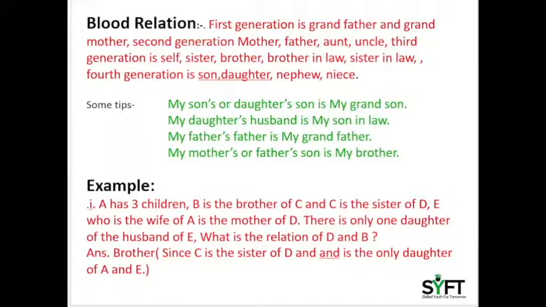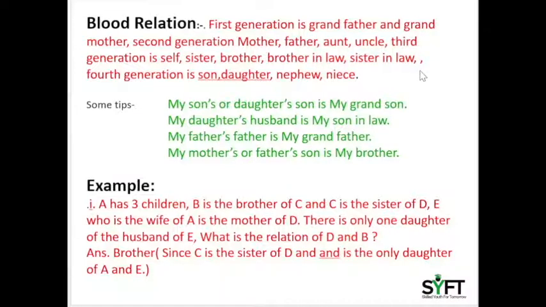Blood relation. It is a type of test in which questions are given such that the relation of two persons is given and the relation of the third is to be found out. In blood relation, the first generation is grandfather and grandmother, the second generation is mother, father, aunt, uncle, the third generation is self, sister, brother, brother-in-law, sister-in-law, and the fourth generation is son, daughter, nephew, niece, etc.